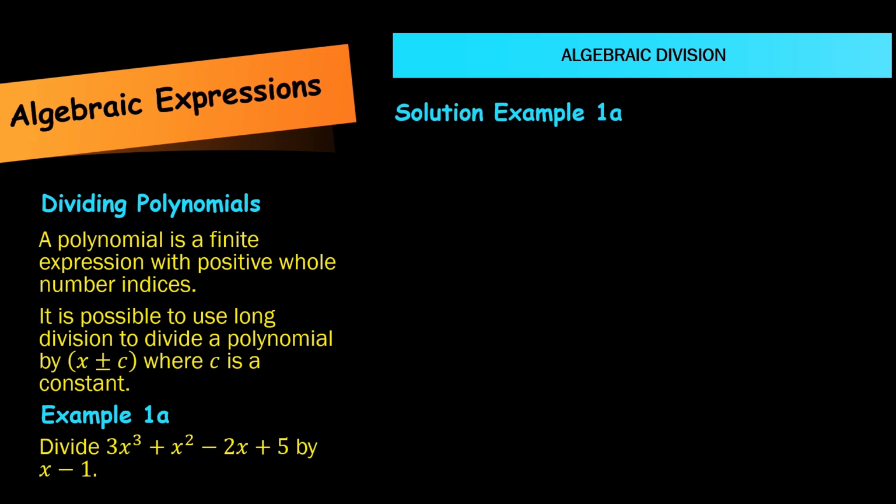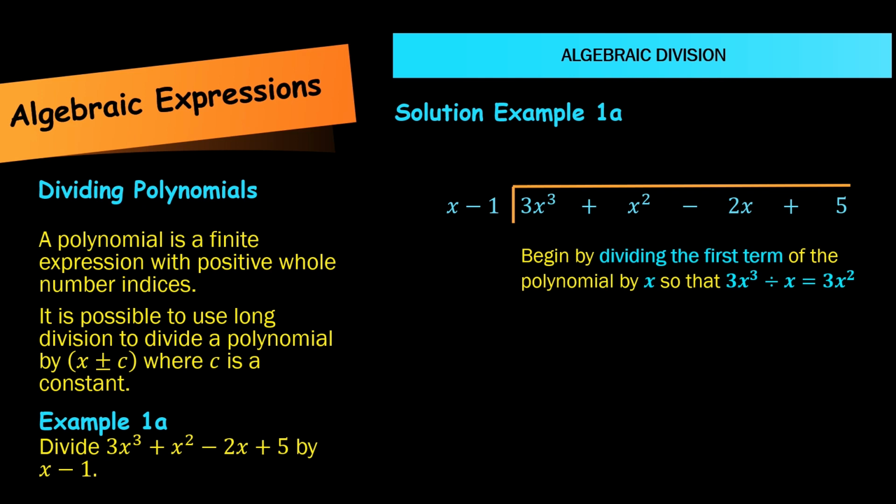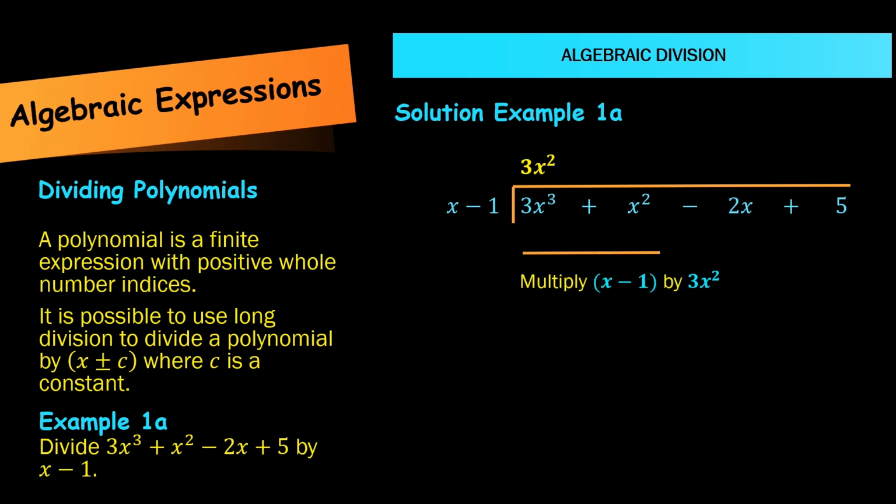So let's solve example 1a. Set out the problem as shown. Again, begin by dividing the first term of the polynomial by x, so that 3x cubed divided by x equals 3x squared. And position the 3x squared here. Next, multiply this by x minus 1 to give 3x cubed minus 3x squared.